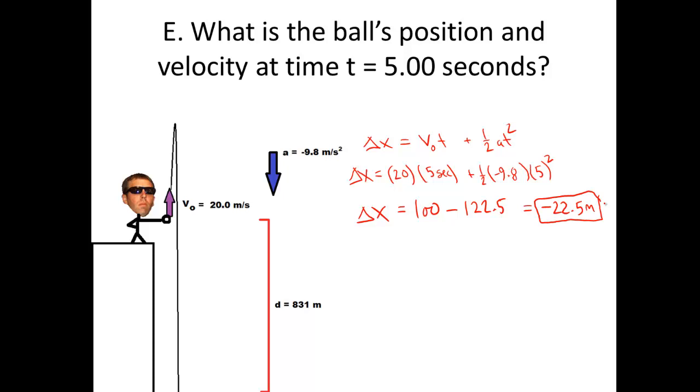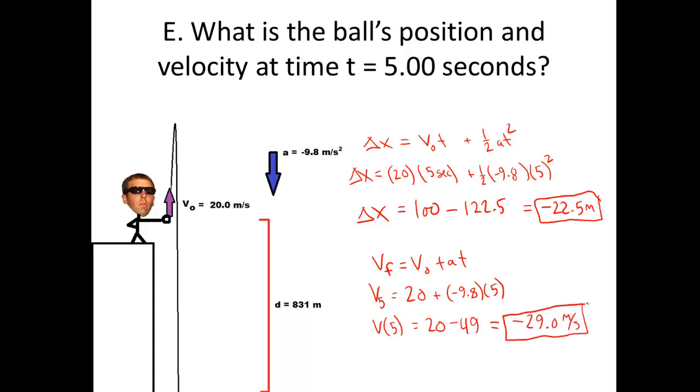So what about the ball's velocity at time 5 seconds? We can use our other kinematics equation that gives the ball's velocity as a function of time. And if we simply substitute in everything we know, the velocity at 5 seconds equals 20 plus negative 9.8 multiplied by 5, which equals negative 29 meters per second. What this tells me is that 5 seconds after Wilson threw the ball, it is now 22.5 meters below the height at which he initially threw the ball, and the ball is moving at negative 29 meters per second in the downward direction towards the ground.